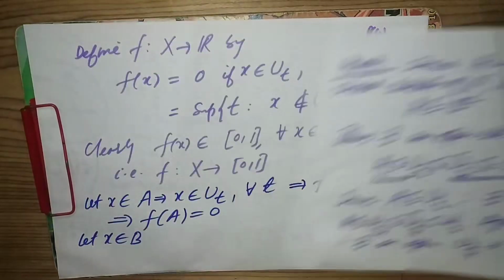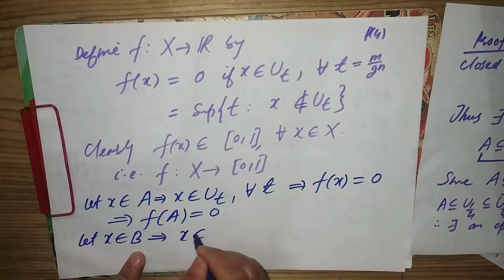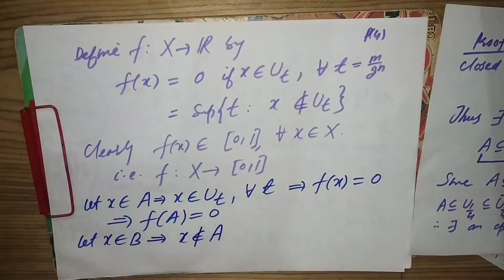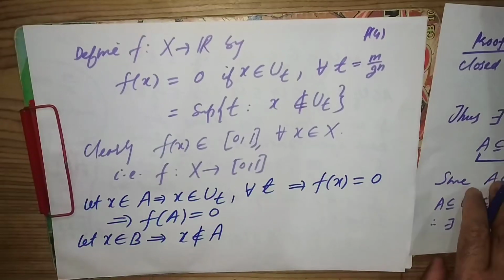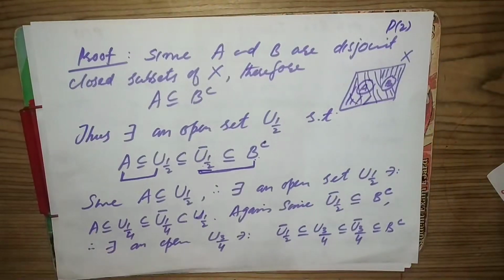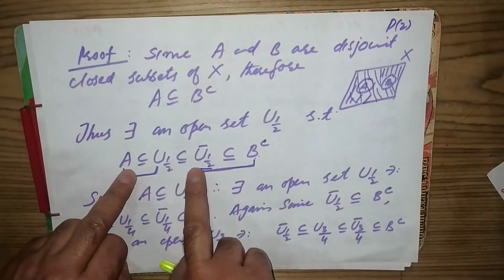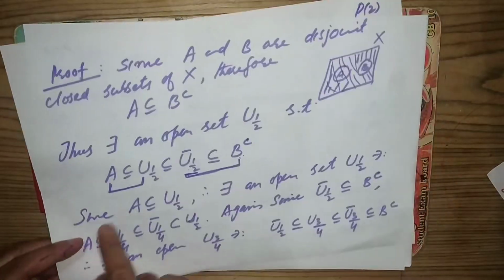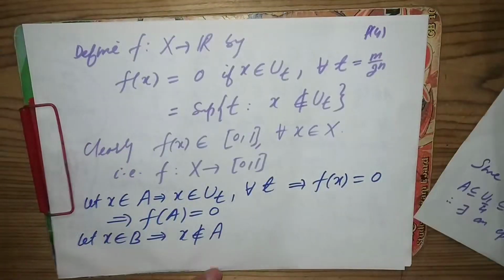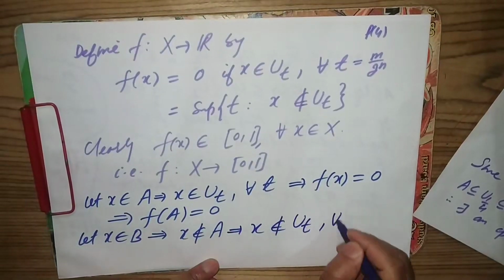So X is not in A clearly, because A and B are disjoint sets. X does not belong to A. Whenever X is not in A, it means that X is not in any U_t, because A is a subset of each U_t. So X does not belong to U_t for all t.